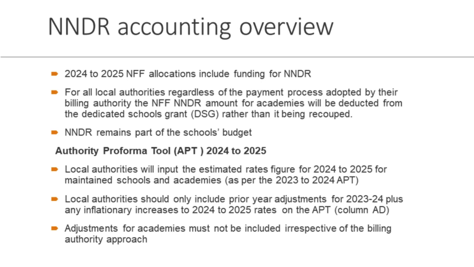The NNDR remains part of the school's budget, and in terms of the APT, local authorities will be required to input the estimated figure for 24-25 in the 24-25 APT, similar to what we did last year as well. Local authorities should only include prior year adjustments for 23-24 plus any inflation increases that are expected for 24-25 on the APT. And adjustments for academies, I need to reiterate that point, must not be included irrespective of the billing authority approach.